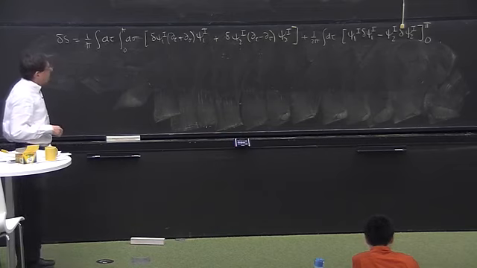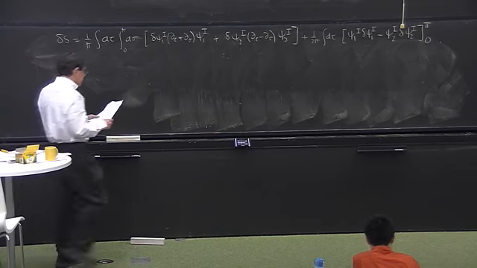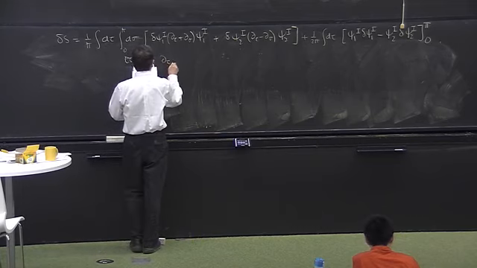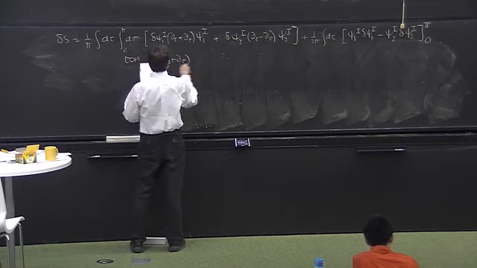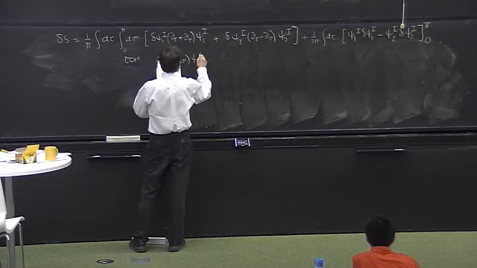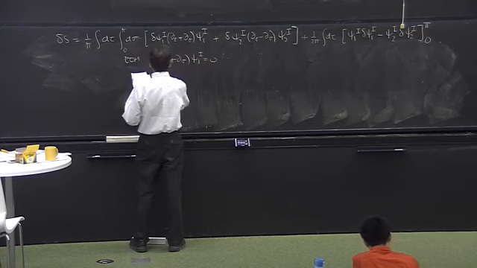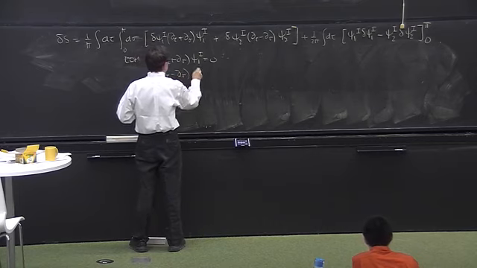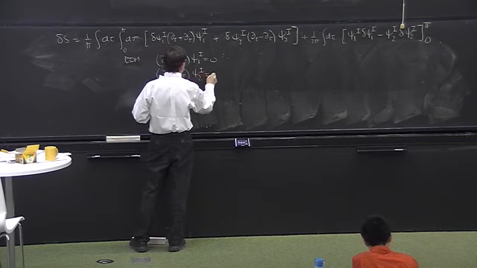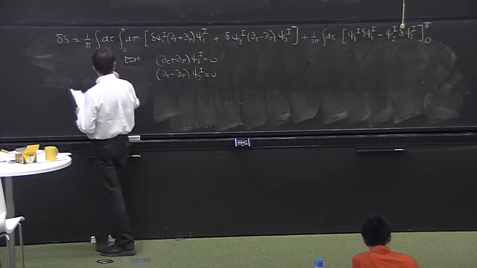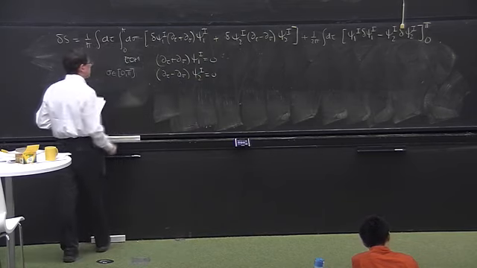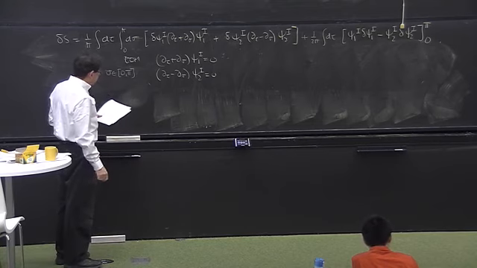Okay, so what are the equations of motion? The equations of motion are (∂_τ + ∂_σ)ψ₁ᴵ = 0, and (∂_τ − ∂_σ)ψ₂ᴵ = 0. And σ, of course, goes from 0 to π. We're doing open strings.